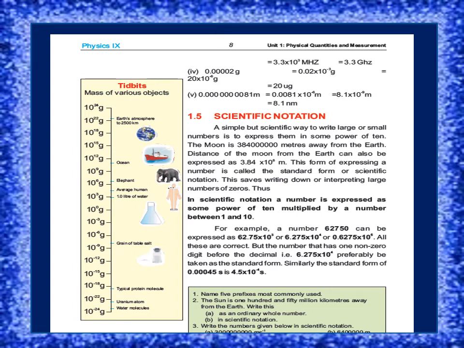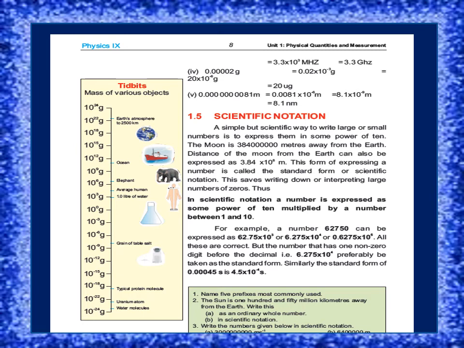Just like 384 million meters is converted into 3.84. 3.84 lies between 1 and 10. Okay, here in the last paragraph we have another example, 62750. When this number is converted into standard form, we get 6.275 multiplied by 10 raised to power 4. Okay, so 6.275 lies between 1 and 10.